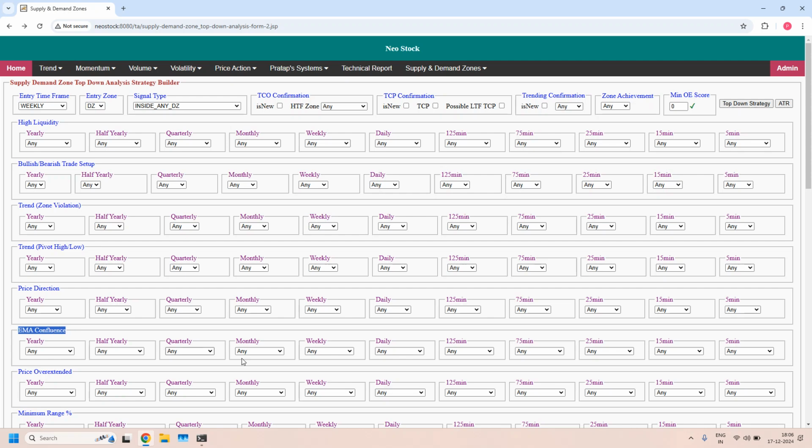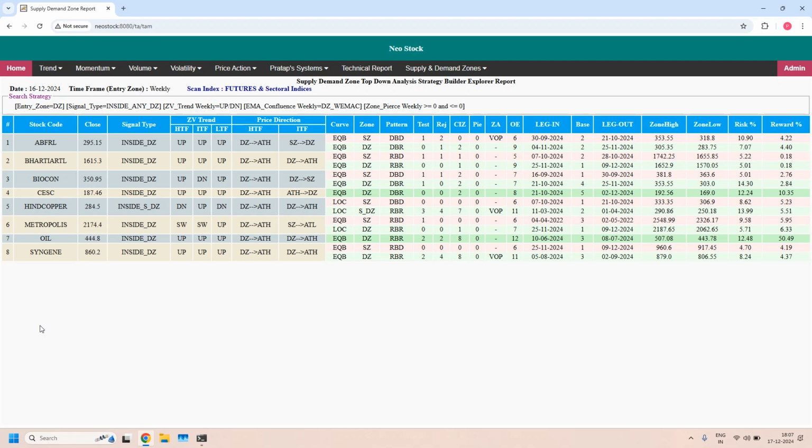In the EMA Confluence filter parameter at weekly time frame, I am setting the filter weekly demand zones having weekly EMA Confluence. And in the trend at weekly time frame, we should not select sideways. That means up or down we can select. With these filters, we got 8 stocks out of 27. These 8 weekly demand zones are having weekly EMA Confluence and also current price closed inside those weekly demand zones.